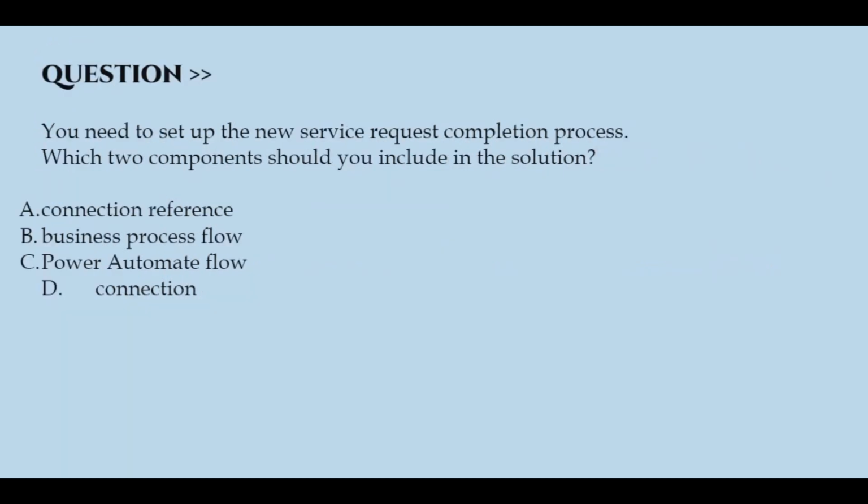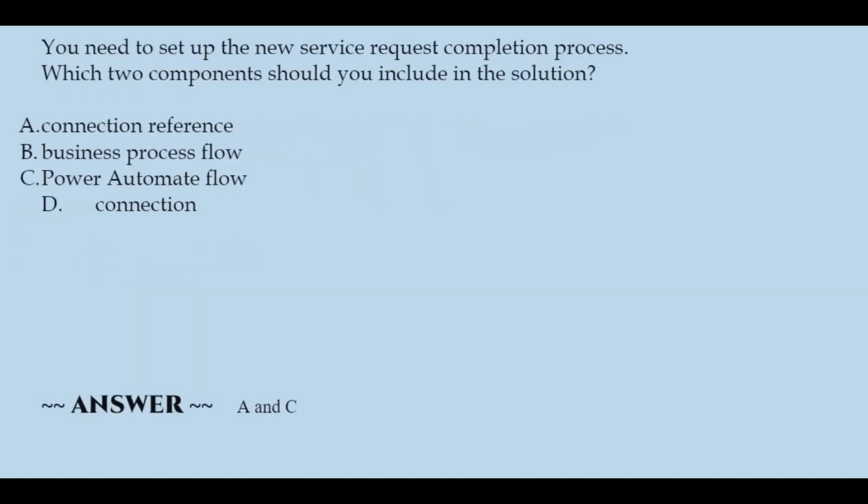Next, you need to set up the new service request completion process. Which two components should you include in the solution? Option A is connection reference. Option B is business process flow. Option C is Power Automate flow. Option D is connection. Correct answer is option A and C.